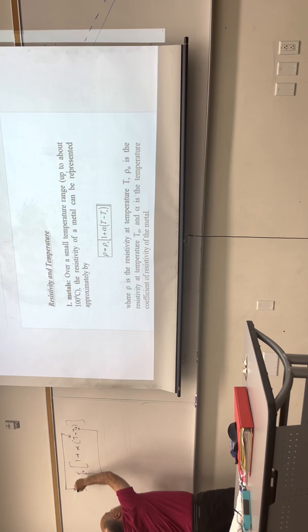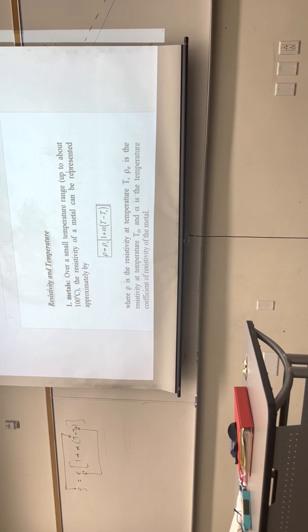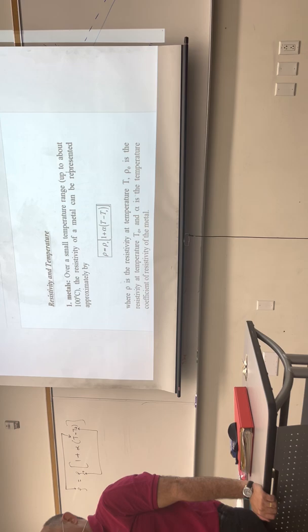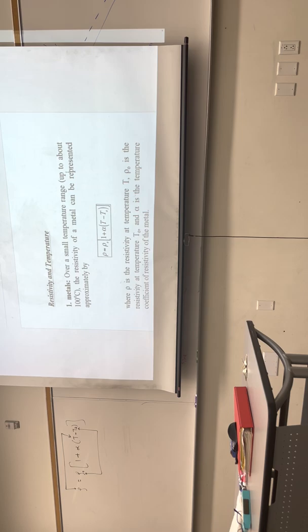In other words, if you tell me the resistivity at 20 degrees Celsius, and you ask me what the resistivity is at 35 degrees Celsius, then I can use that formula to figure out the resistivity at another temperature. And alpha is a parameter that depends on whether you have a copper wire or aluminum wire or a gold wire. It's specific to the type of material.